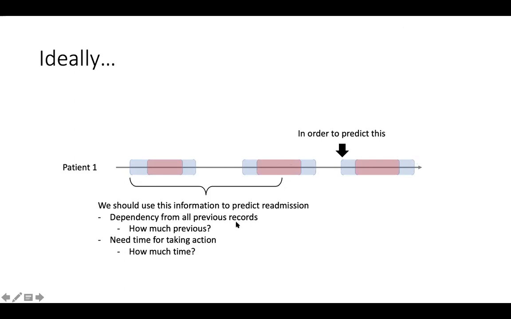So yeah, we could use all previous records, but how previous? Should we go back all the way, like 5 years back or 10 years back, or is 1 year back enough, or maybe 1 month back enough? That's an important question. How much should we go back, and how much time should we preserve? Should we use all this information, which is not a good idea? Should we use maybe this much information, or this much?